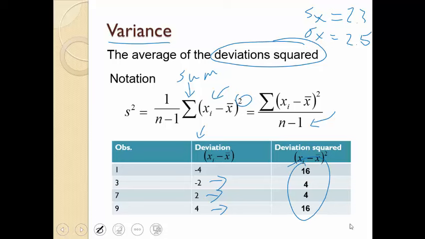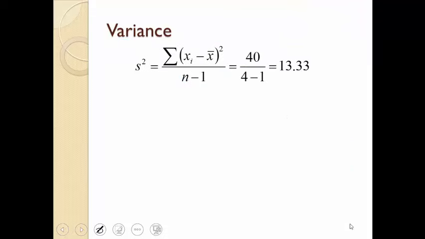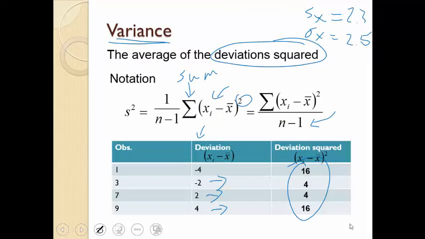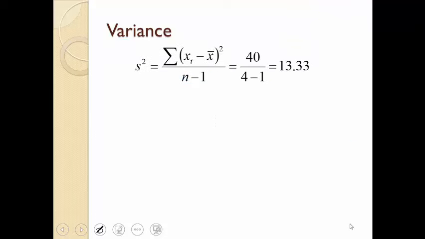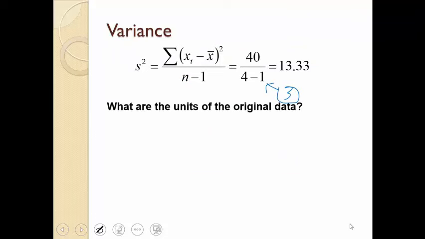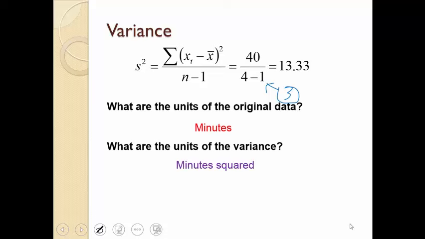Now we're going to add these up. We're going to average those deviations squared, or we're going to average the variance. So again, 16 plus 4 plus 4 plus 16 is going to add up to 40, and we're going to end up dividing by n minus 1, so we're going to divide by 3. Then we end up with 13.33. Now, what are the original units of data? We're talking about minutes that it took to complete a task. So variance, we squared everything, so we end up with minutes squared.